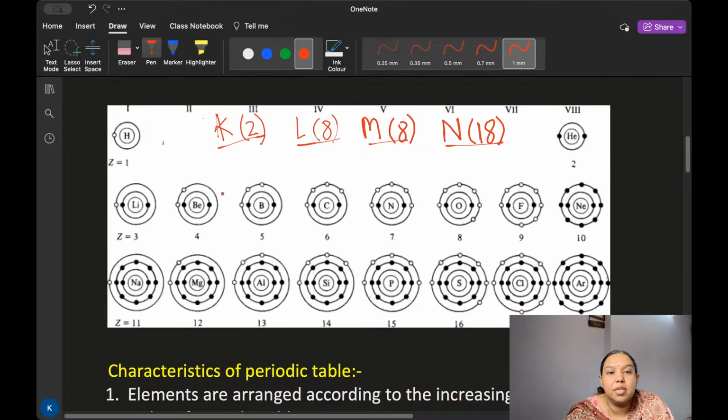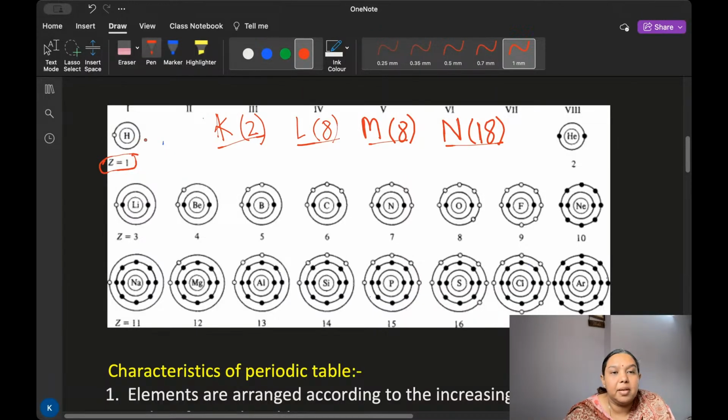Here I would like to tell that for grade 7 or the basic level, this is the rule we follow. But when we go to higher grades, these rules will change in the other elements. So here we follow this rule for 1 to 20 elements. This Z is the atomic number. Atomic number is also denoted by the letter Z.